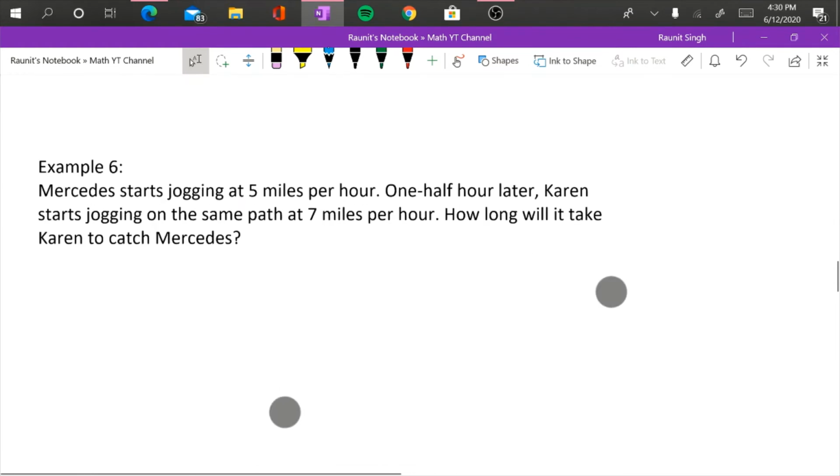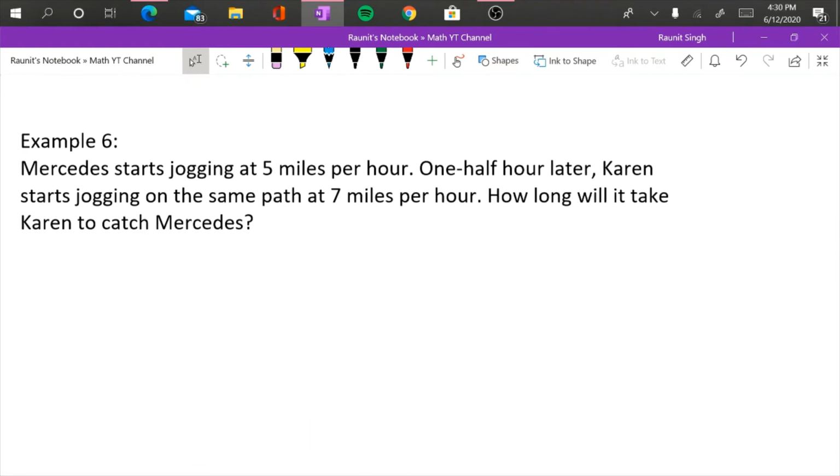Okay, next example. Mercedes starts jogging at 5 miles per hour. Half an hour later, Karen starts jogging on the same path at 7 miles per hour. How long will it take for Karen to catch Mercedes?